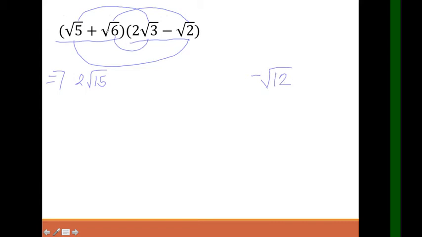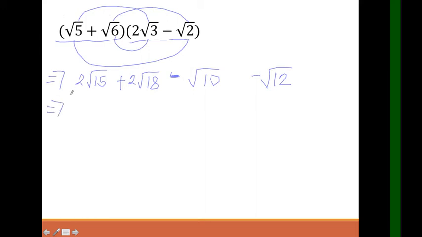Okay. For this one, we have 2. And then square root of 6 times 2 square root of 3. And I think that is positive 2 square root of 18. Okay, can you follow? And for the last one, we have this one. So negative is the answer kasi they don't have the same sign. So the negative is the answer here. And then square root of 10. Okay? Alright.